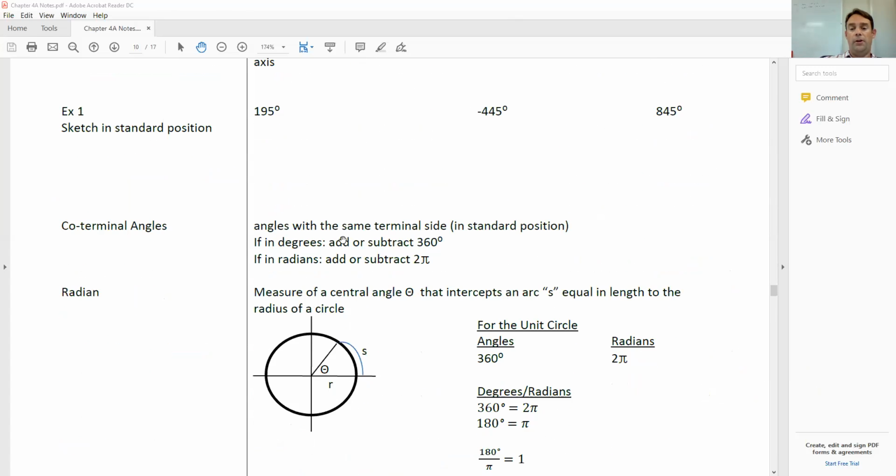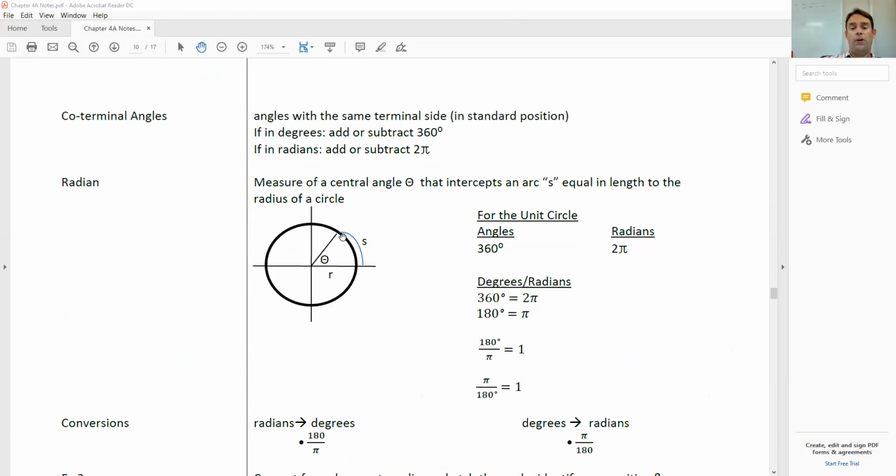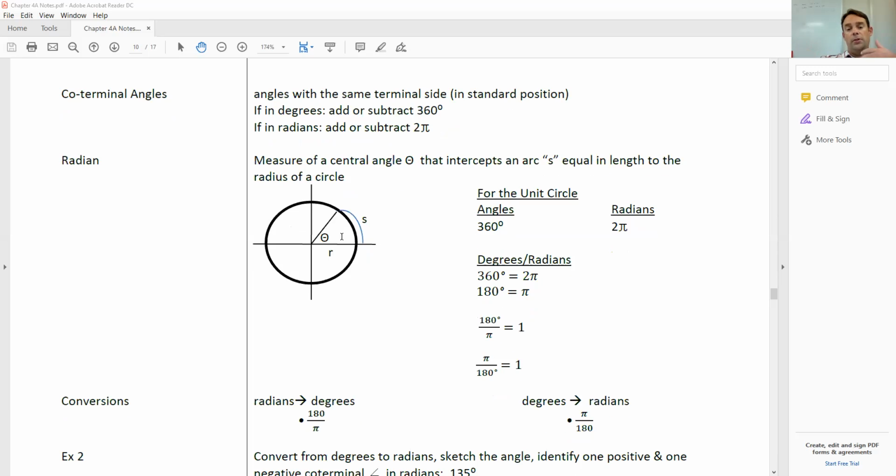And if we keep going here, we find out that we can have multiple angles of the same one. And like we were saying, a complete rotation is 360 degrees. So if I want to find angles that are similar to each other, all I have to do is keep adding or subtracting 360 degrees.